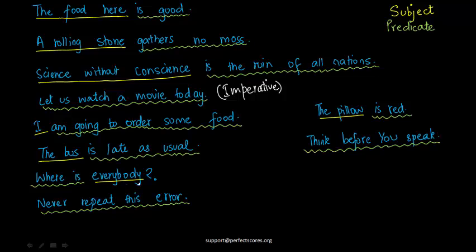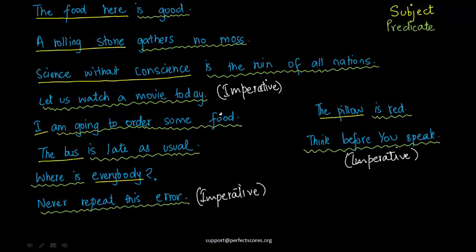In the next one, this is also an imperative sentence, so you do not need any subject. This whole sentence is the predicate. Never repeat this error. In this one, the pillow is the subject. What do we know about the subject? That it's red. So is red is the predicate. And in the last one, again an imperative sentence. So no need of any subject. Think before you speak. That is going to be the predicate.